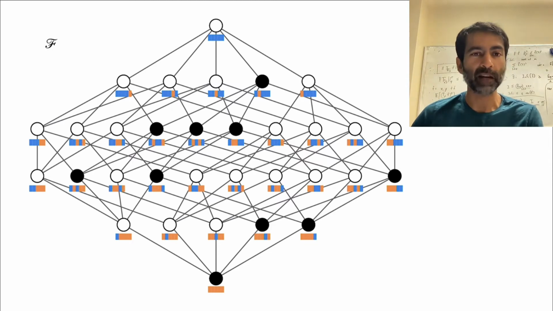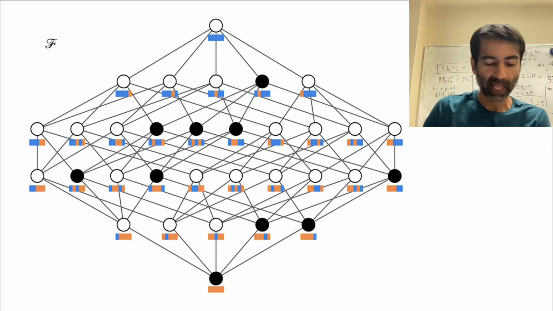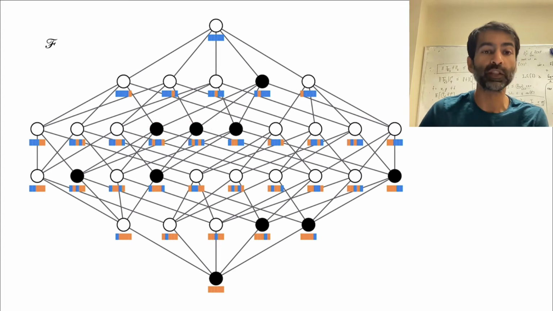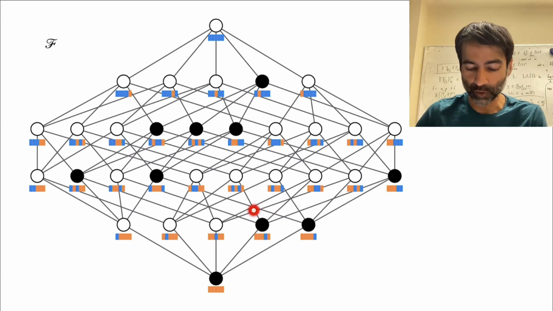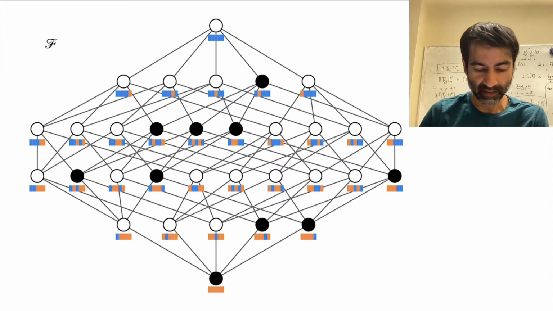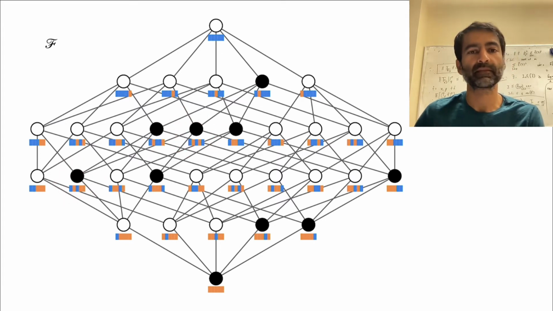And I've drawn a hypercube, so there's an edge between two nodes if the two sets disagree in exactly one element. And what's shown here, the black nodes, correspond to a union-closed family of sets, a family of sets that's closed under union. For example, if you take the union of this set and this set, you obtain this set. If you take the union of this set and this set, you obtain this set. You can check that this family of sets is closed under union.